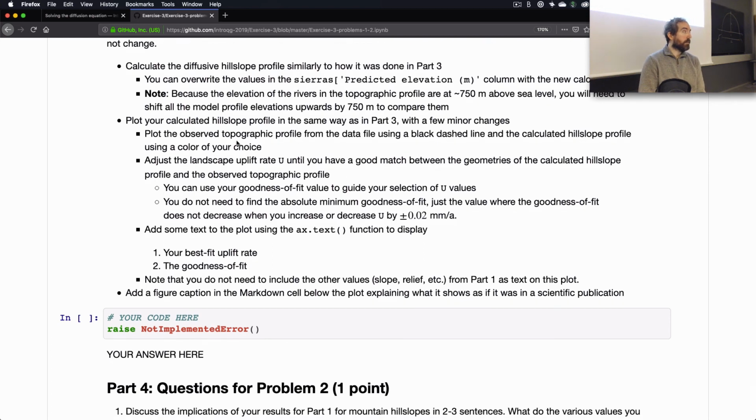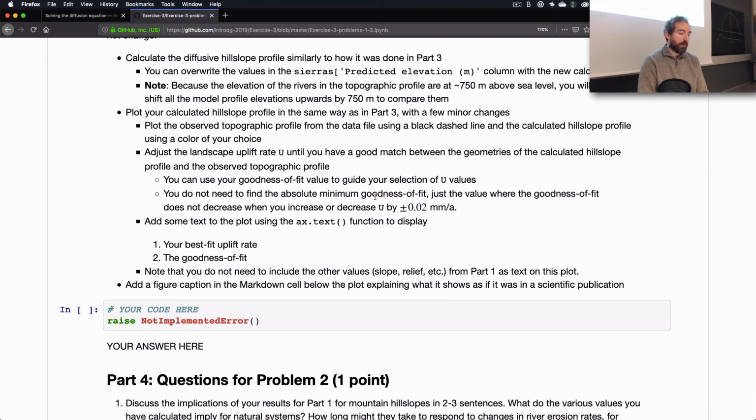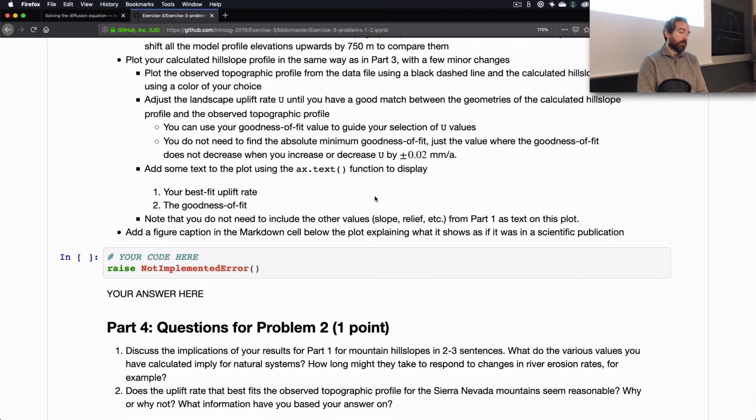So the idea here is to try to get a good fit based on changing the uplift rate. We won't vary anything else besides the uplift rate, but if you vary that, you'll see that if it's a high uplift rate, you'll get a landscape that doesn't look like the observed profile. If it's really, really low, you won't look like the observed profile. So you're going to use your goodness of fit to try and find the uplift rate that gives a reasonably good match to the natural landscape.